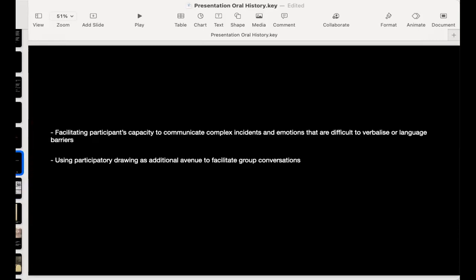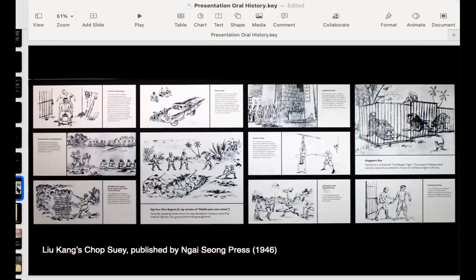What is this idea of facilitating difficult emotions? We have examples from history. For example, Liu Kang's 1946 Chop Suey. Right after the war, he created a comic book, and this comic book depicts the sufferings of the Chinese community during the Japanese occupation in Singapore itself.